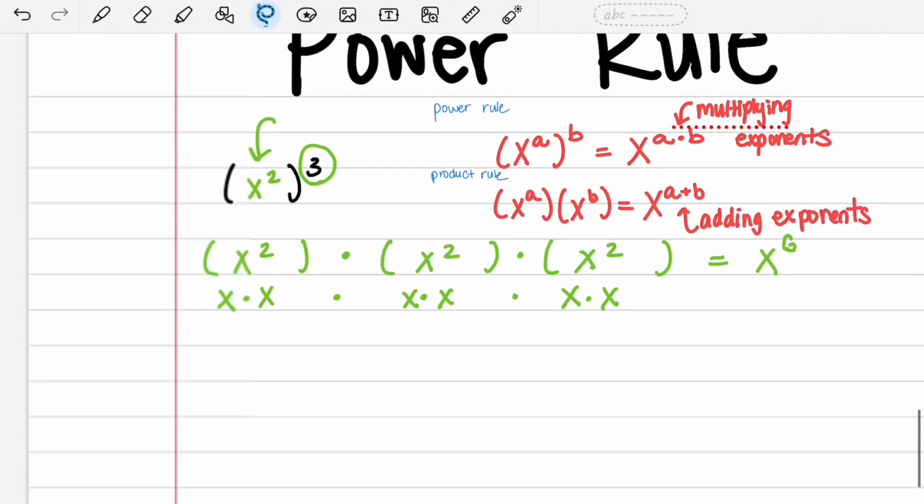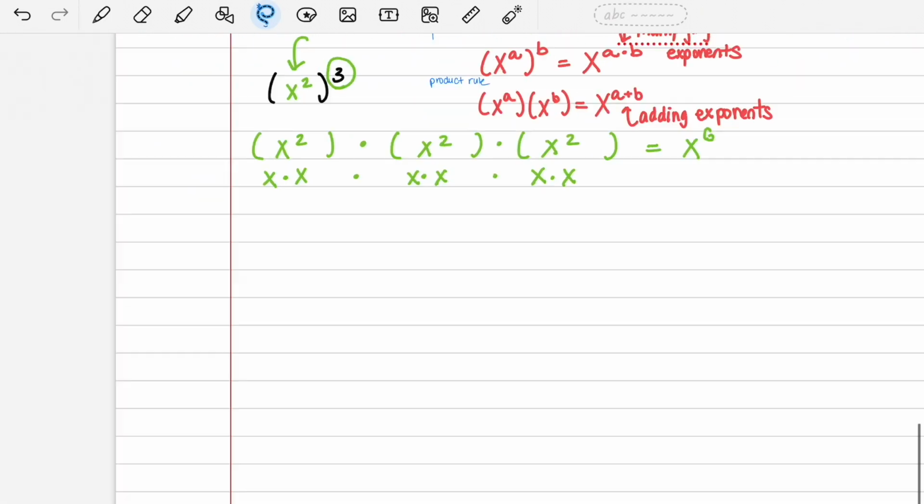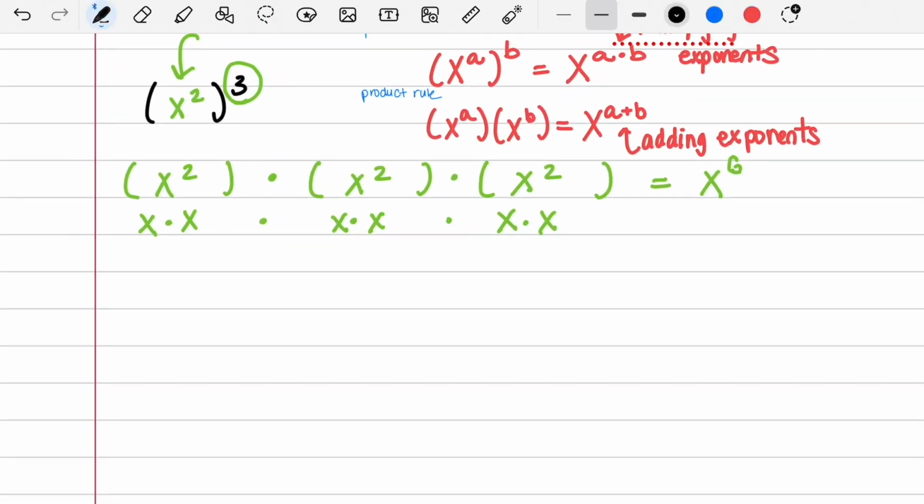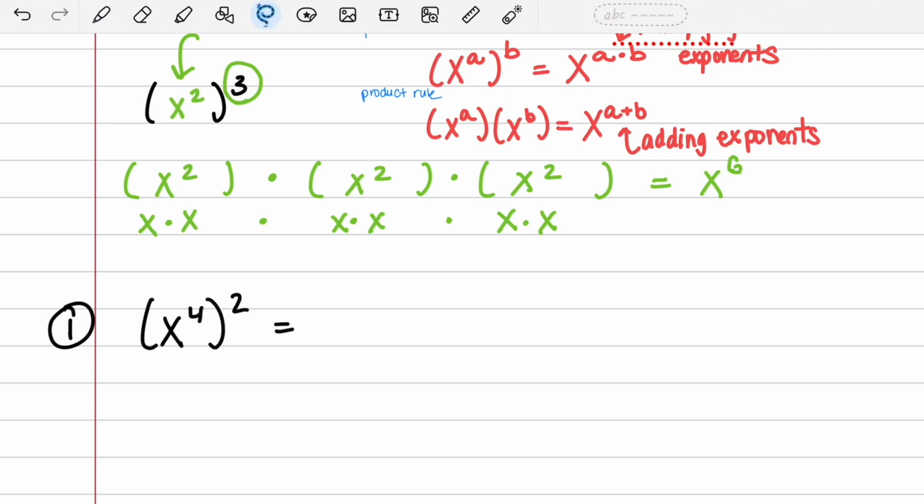Let's practice. I'm going to leave the rules up there. Let's take a look at this first practice. X to the power of 4, all raised to the power of 2. So we have an exponent, and this whole thing is being raised by another exponent. We're going to get x raised to the power of 8 because we're multiplying.